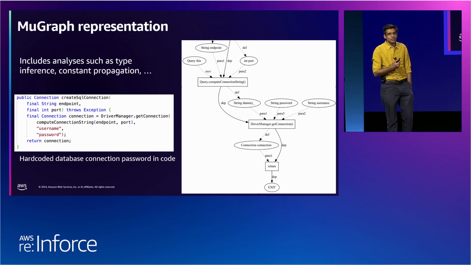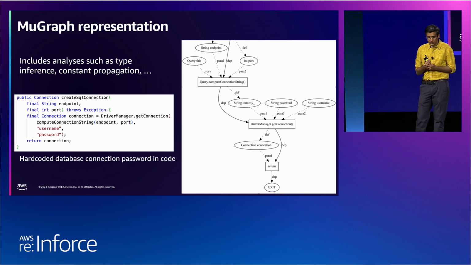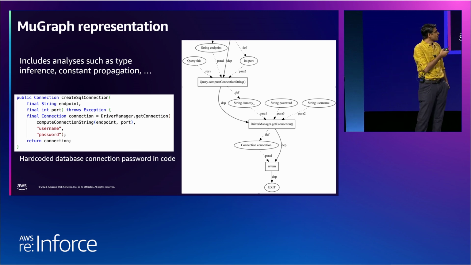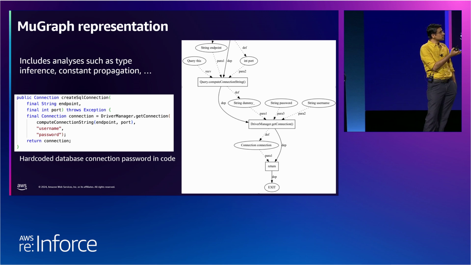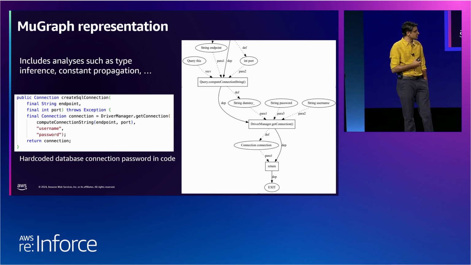And finally, the mu graph representation includes analyses such as type inference and constant propagation. As an example of type inference, you can look at all the data objects in the graph representation of the code. All of them are typed. You see that the password and the username are of string type. The connection object corresponds to the Java SQL connection class. It has the connection type.